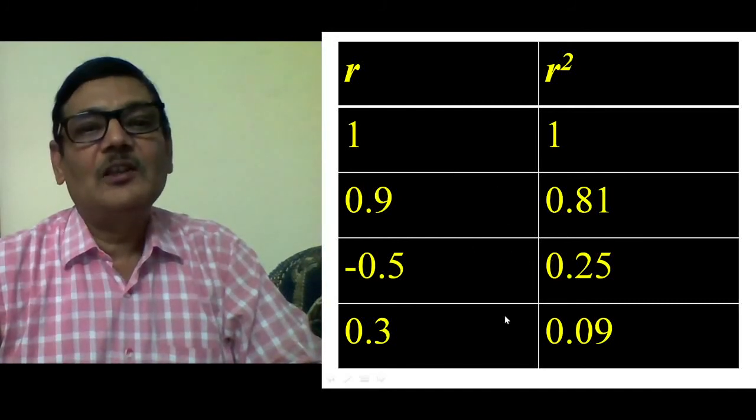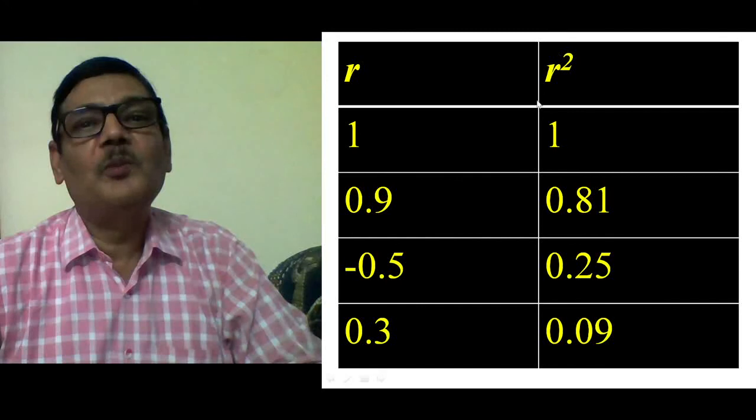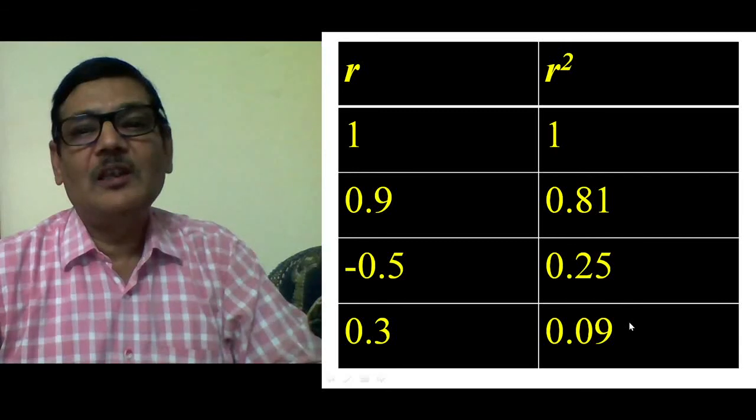These days the value of r square is more preferred to explain certain phenomena, because it gives a better idea to what extent changes in the dependent variable are due to variation in the independent one.